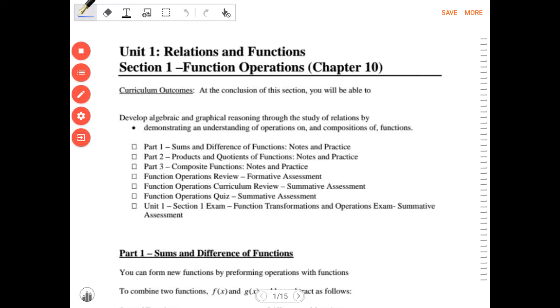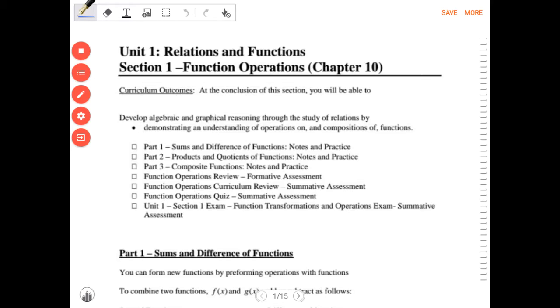Part 1 is the sum and difference of functions. Part 2 is the product and quotient of functions, and Part 3 is composite functions. There are notes and then some practice after each video. Then there is the function operations review, that's a formative assessment. The function operations curriculum review is a summative, so that one counts for marks.